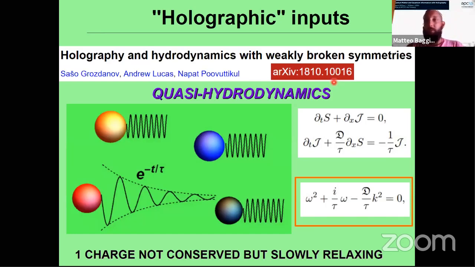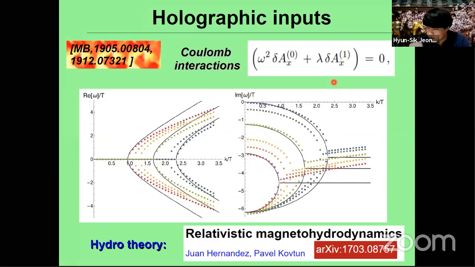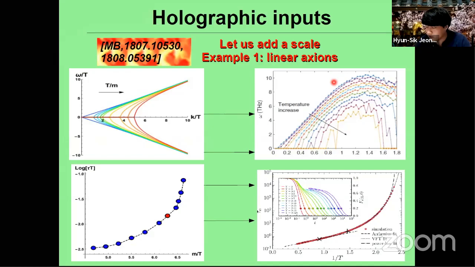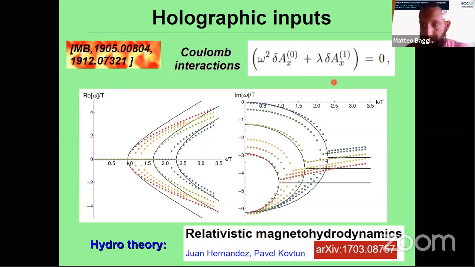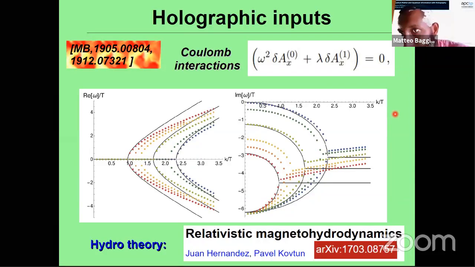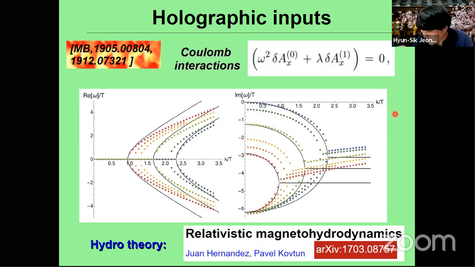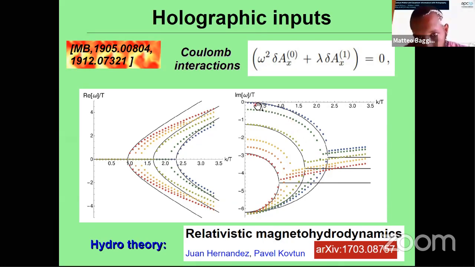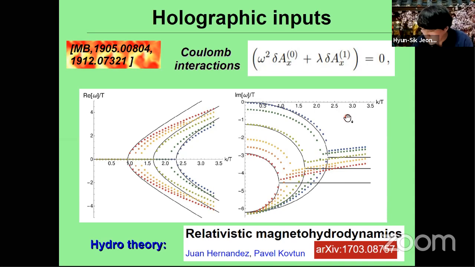Can you go back to the previous slide? What is the difference between the colors? The difference between the colors is that we are changing the chemical potential. Which one corresponds to the zero chemical potential case? Let me remember. I think it's the blue. The zero chemical potential corresponds to the Schwarzschild black hole case. Am I right?